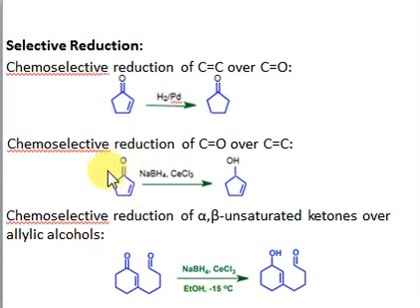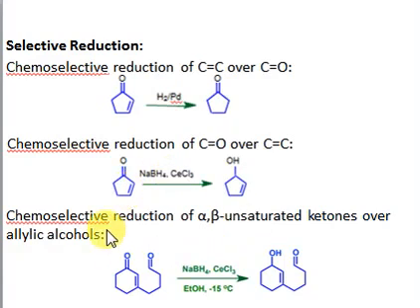Another example: the same substrate, but now we want to reduce the carbon-oxygen double bond and we do not want to reduce the carbon-carbon double bond. In this case, we will use sodium borohydride. Why sodium borohydride in the presence of ferric chloride? Because sodium borohydride prefers to reduce this functional group over that functional group, right?